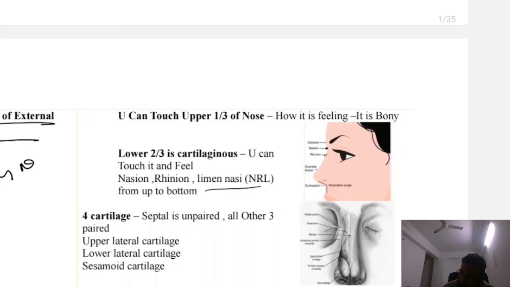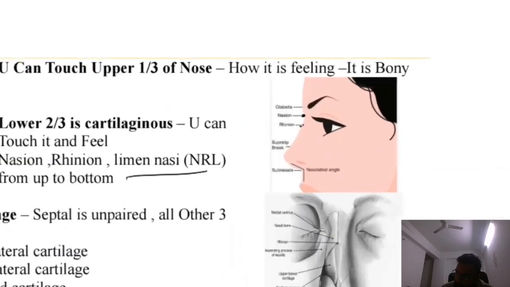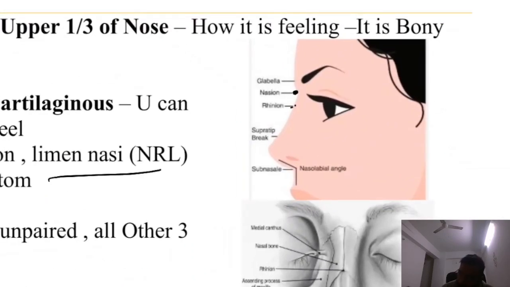Limen nasi, so what is limen nasi? Limen nasi is a ridge or line present on the inner aspect of the nose, which separates the vestibule of the nose from the rest of the cavity. This is the vestibule and this is the rest of the cavity, separated from the vestibule by the limen nasi.